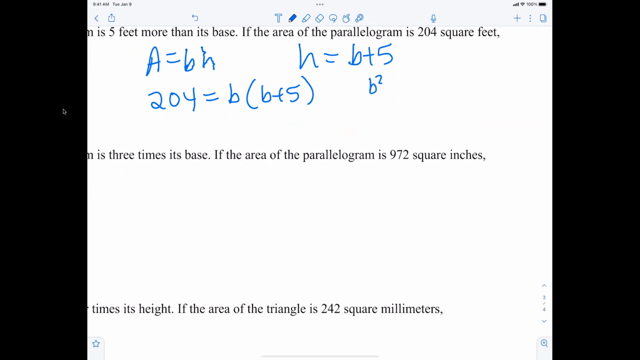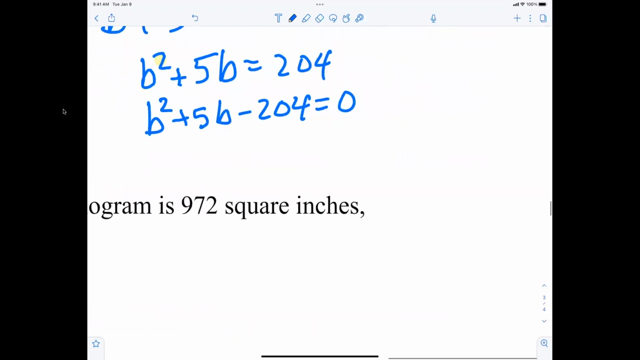Distribute, what do we get? B squared plus 5b equals what? I got you. Now it's a quadratic. We call it a quadratic because it's to the second power. So when you're solving a quadratic, everything must be set equal to 0. So b squared plus 5b minus 204 equals 0. Now the question is, does this thing factor? I know some of you don't know what the factors of 204 make 5, so let's pretend we don't know.